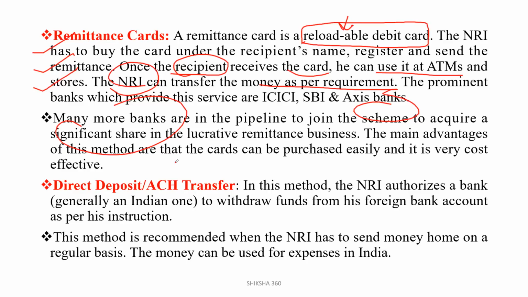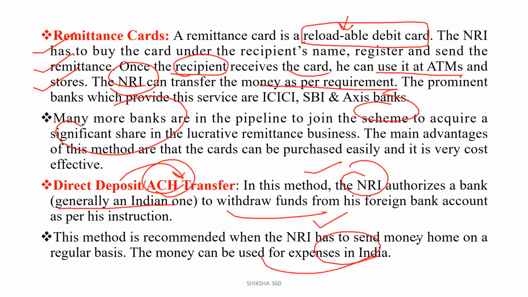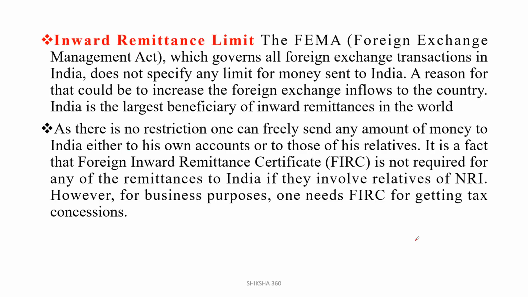Next one, direct deposit or ACH transfer. In this method, the NRI authorizes a bank, generally an Indian bank, to withdraw funds from his foreign bank account as per his instruction. This method is recommended when the NRI has to send money home on a regular basis, and that money can be used for expenses in India. That comes under direct deposit or ACH, automatic clearing house transfer. So these are some of the different ways.